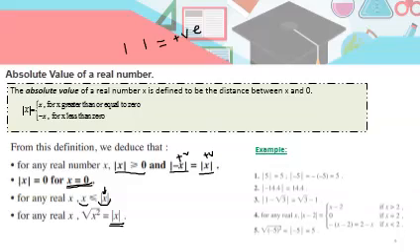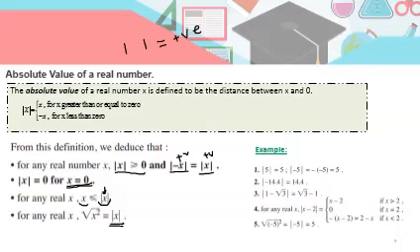Let us take an example. Let us look at the first one. The absolute value of 5 is 5. But the absolute value of minus 5 is also 5. So you take it as a positive value. Everything outside the absolute value should be a positive value. So what's the absolute value of minus 14.4? It's 14.4. So it's a positive value.